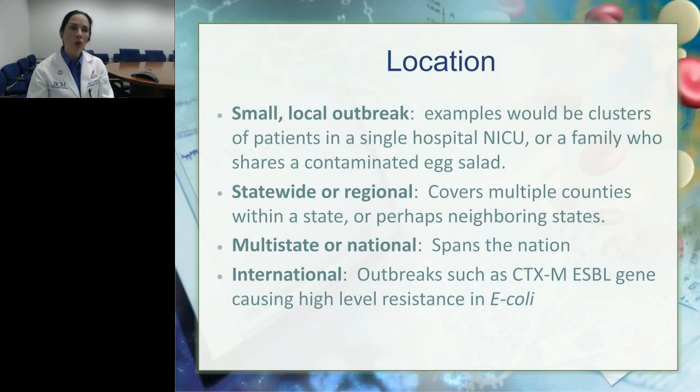So in terms of location, a small or a local outbreak is what most of us probably see and are most familiar with on a hospital level. A local outbreak would be an example of an outbreak in your PICU or your NICU, or for those of you in the adult centers, your MICU or SICU. Another great example of a local outbreak would be a church picnic where everybody ate the same bad potato salad kind of thing.